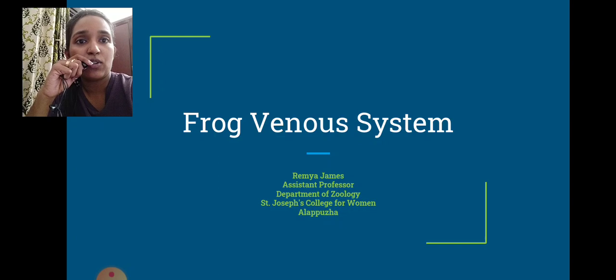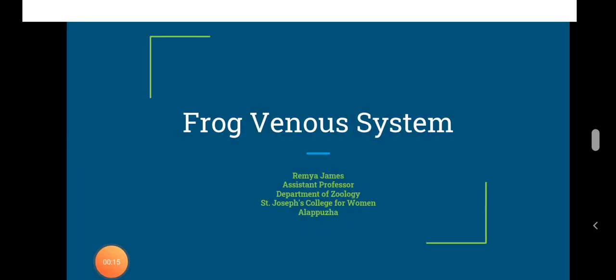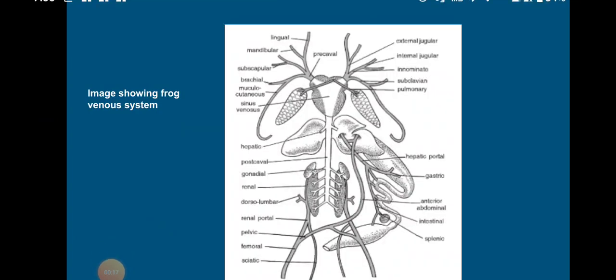In this session, we are going to discuss the frog venous system. This is the image showing the frog venous system. Venous system is a system of veins which collects blood from all parts of the body and drains it towards the heart.